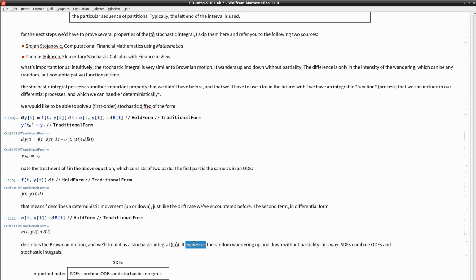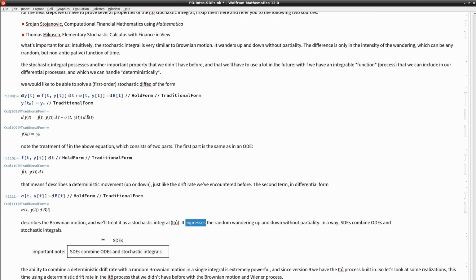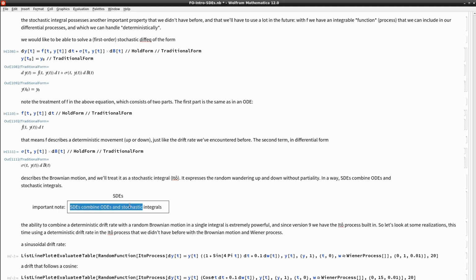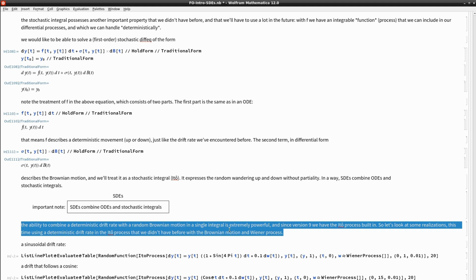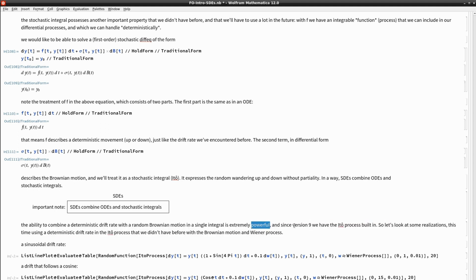It expresses the random wandering, and it means in a way that SDEs combine ODEs and stochastic integrals, because we have a deterministic part and we have a random part. Important side note: SDEs combine ODEs and stochastic integrals. All right, and the ability to combine a deterministic drift rate with a random Brownian motion in a single integral is extremely powerful. And since version 9, we have the Ito process built in, so we can use it directly now. So let's do it.